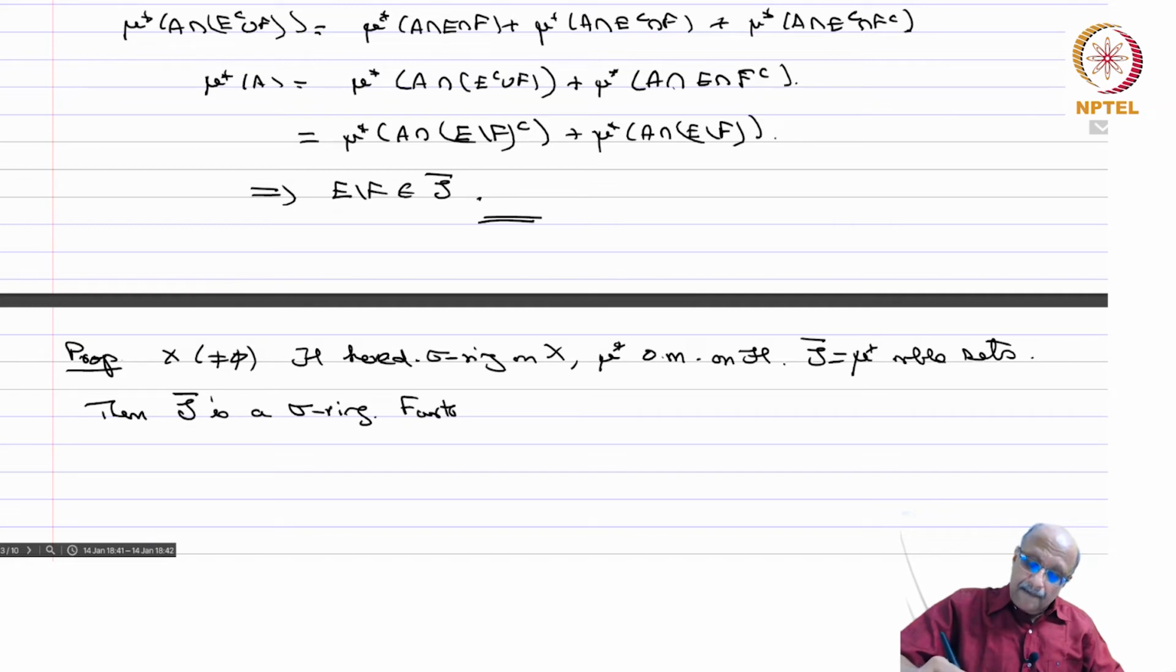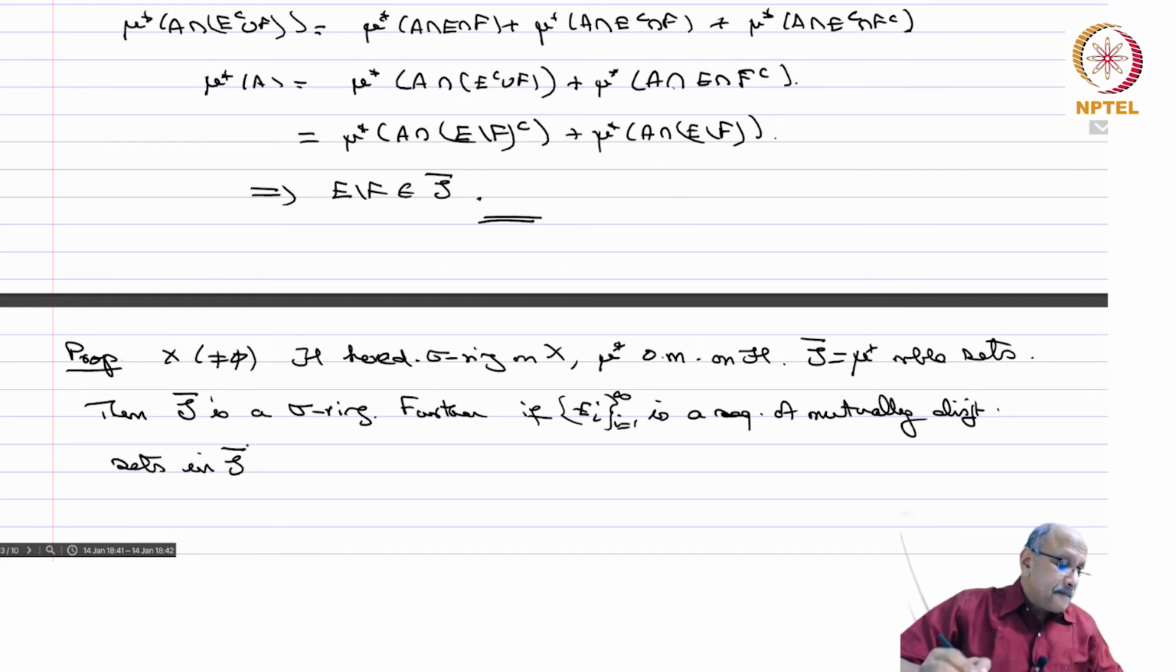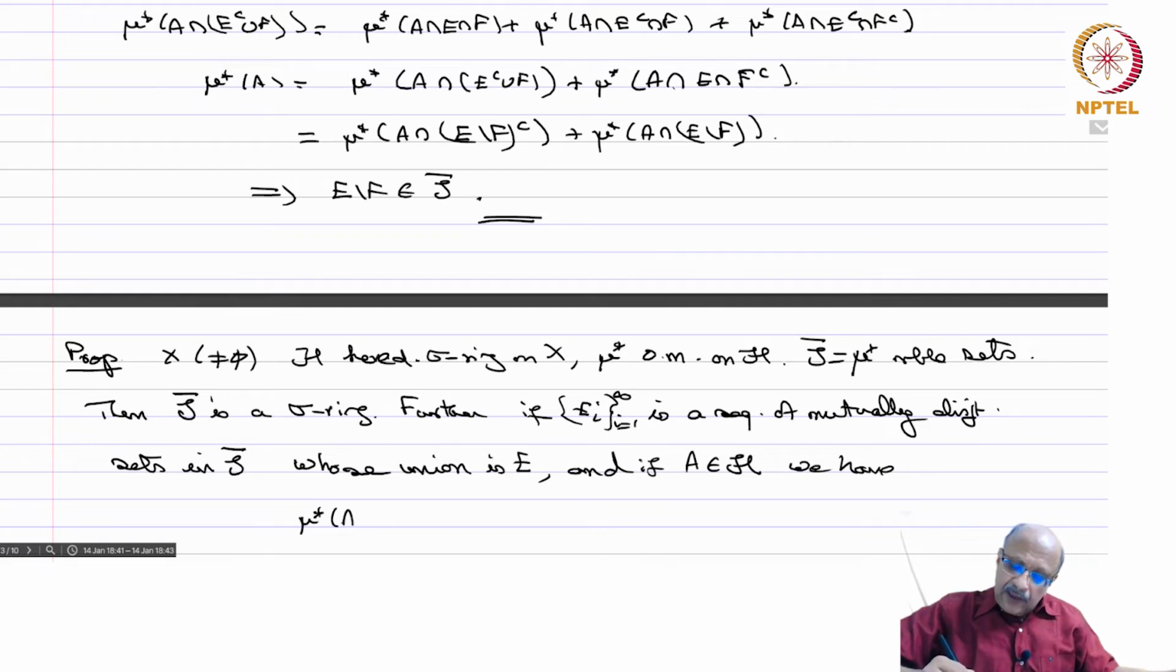Further, if E_i, i equals 1 to infinity, is a sequence of mutually disjoint sets in S bar whose union is E, and if A belongs to H, we have mu star of A intersection E equals sigma i equals 1 to infinity mu star of A intersection E_i.